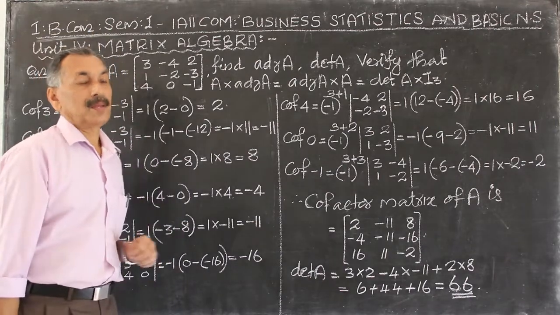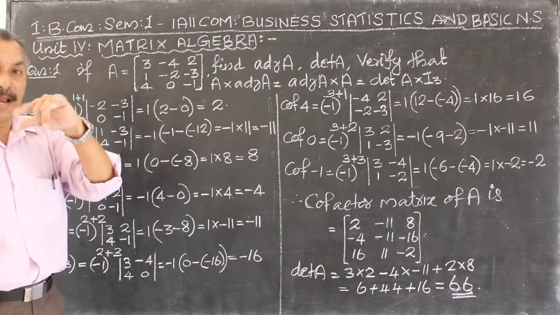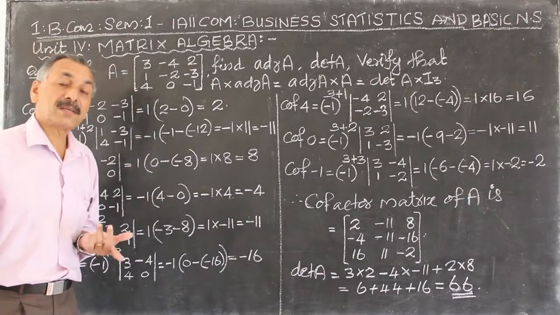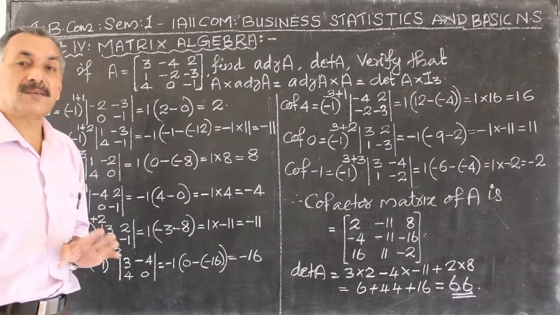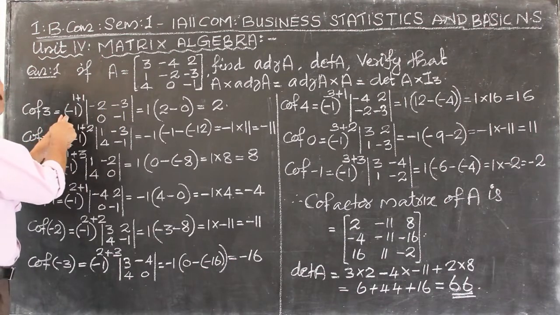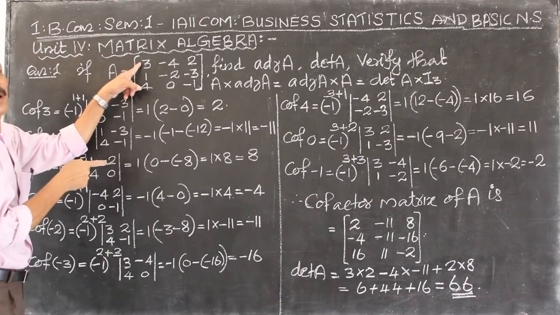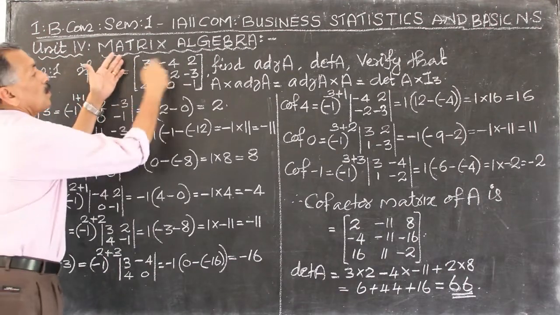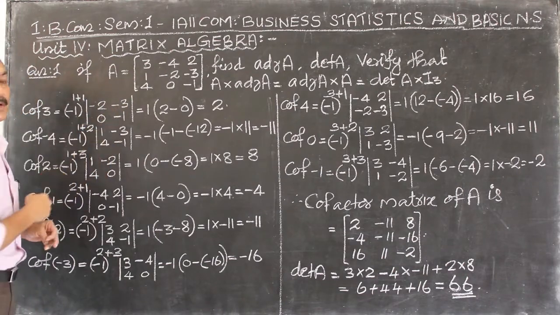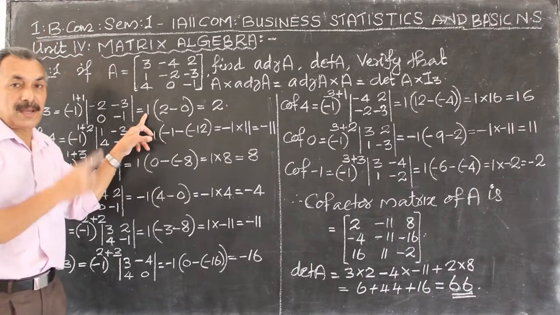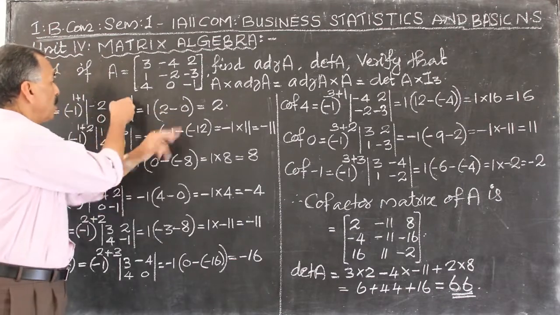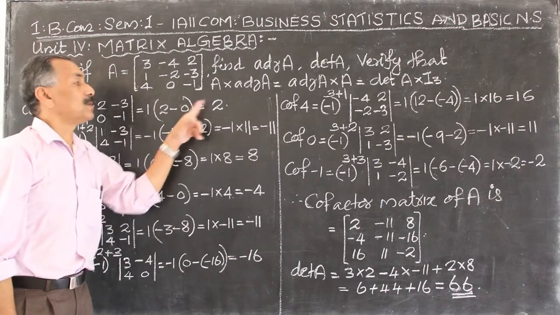Now the 3 by 3 example. Adjoint A means the transpose of the cofactor matrix. So first you have to write the cofactor of each and every element of this matrix. Cofactors are the signed minors. Cofactor of 3 is minus 1 raised to first row, first column, times the minor. Eliminate the first row and first column, and the determinant is minus 2, minus 3, 0, minus 1. Minus 1 raised to 2 is 1, an even power. The 2 by 2 determinant is the main diagonal product minus the off-diagonal product, 0, that is 2. So 1 into 2 is equal to 2.